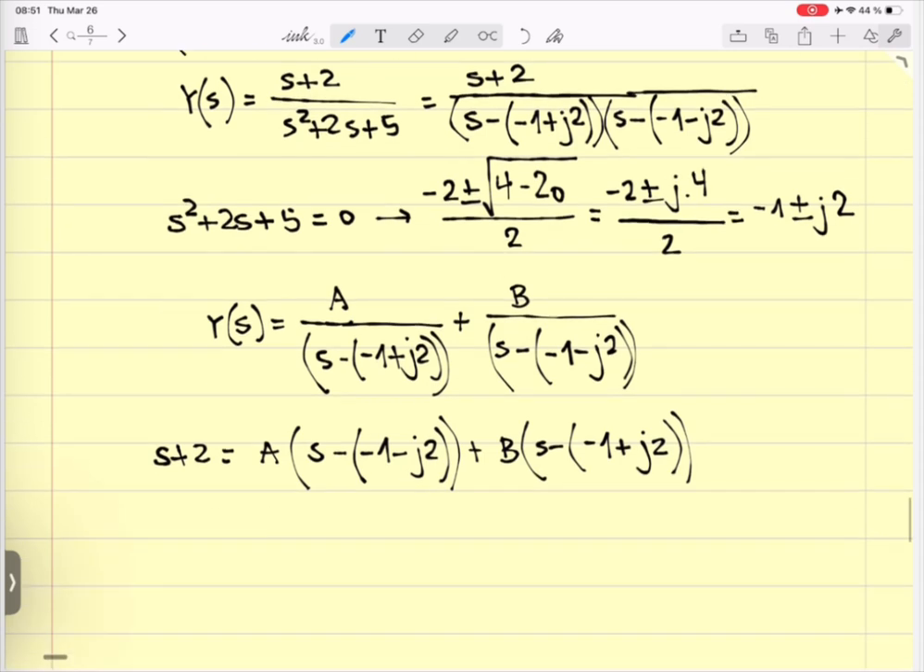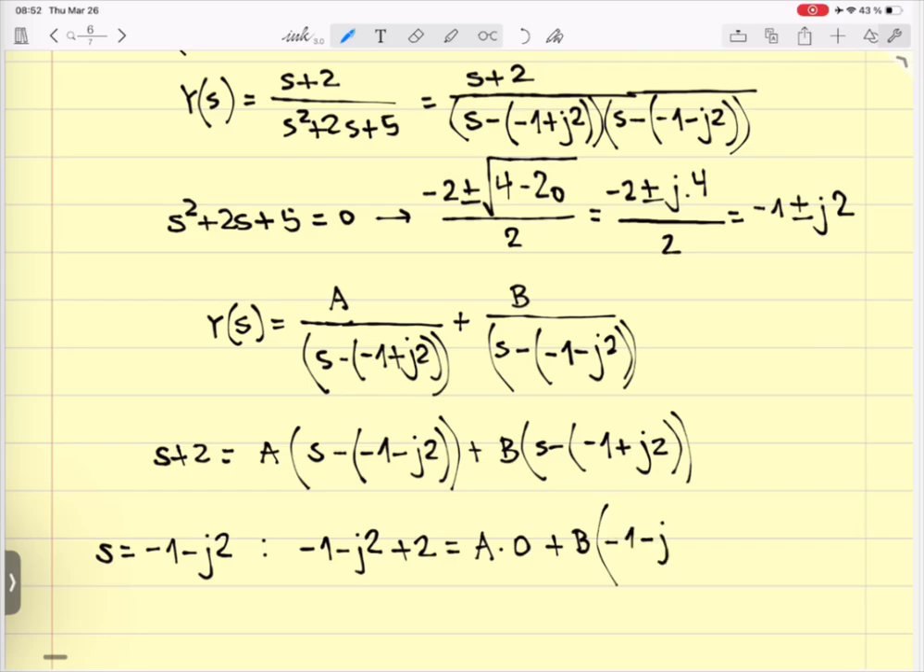So if s equals minus 1 minus j times 2, then we have minus 1 minus j times 2 plus 2 equals a times 0 plus b times minus 1 minus j times 2 minus 1 plus j times 2.